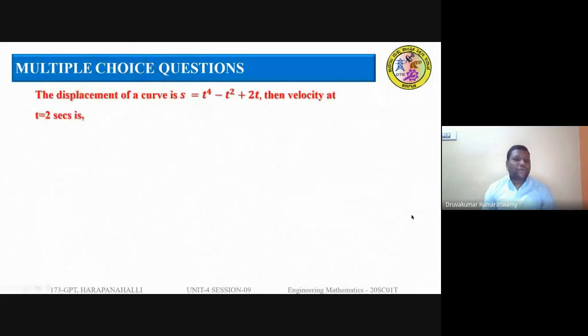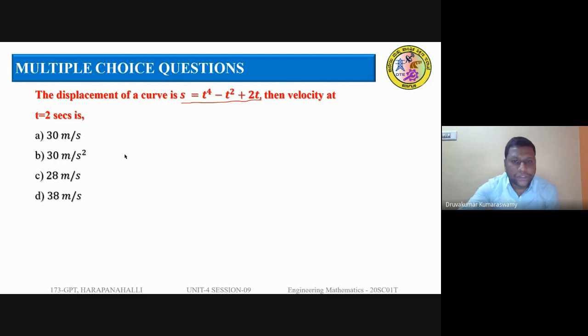Now we are going for some multiple choice question here. The displacement of a curve is s is equal to t power 4 minus t square plus 2t. Then velocity at 2 seconds is... So they are given s is equal to t power 4 minus t square plus 2t. We have to find velocity for this. To find velocity, differentiate s with respect to t.